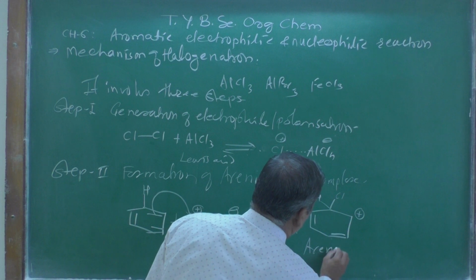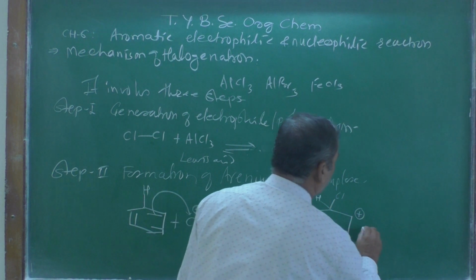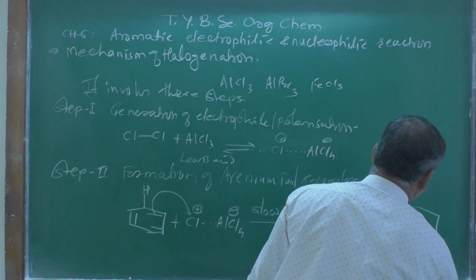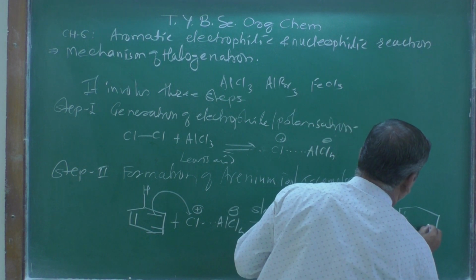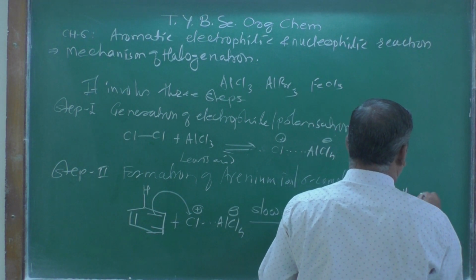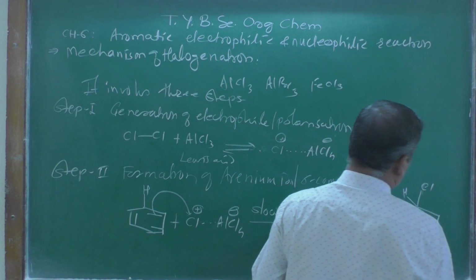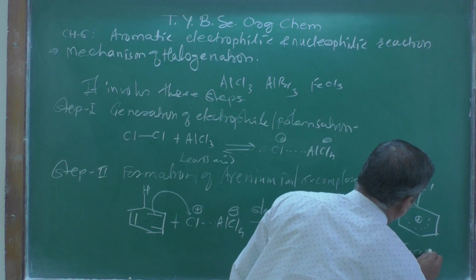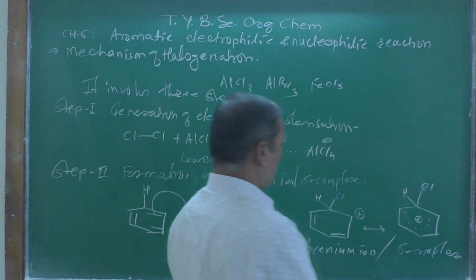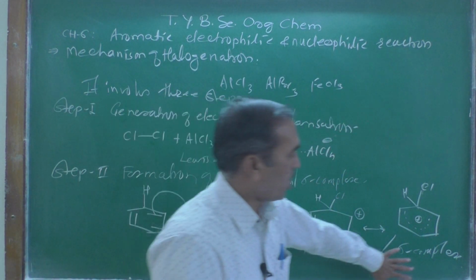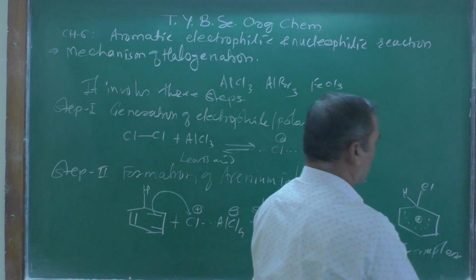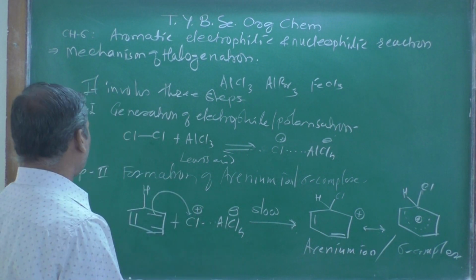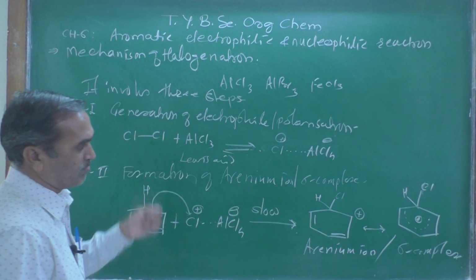And this is known as an arenium ion. Or we can draw the canonical structure of this, and we can write this structure in this way. There is a positive charge, here is a hydrogen atom, here is a chlorine atom as it is, and this type of thing is called a sigma complex. We can say it is an arenium ion or the sigma complex, with a positive charge over there, and this type of intermediate is formed in the second step, that is the formation of the arenium ion.